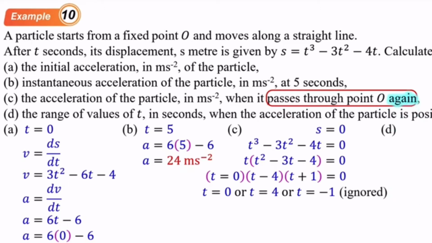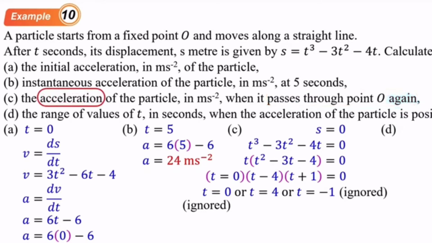So we ignore the negative answer. When the particle passes through point O again, we choose t which is positive, and we substitute into the acceleration function to get the answer for the acceleration, which is 6 times t minus 6. So the answer is 6 times 4 minus 6. So the answer is 18 meter per second squared, right? So let's proceed to D.